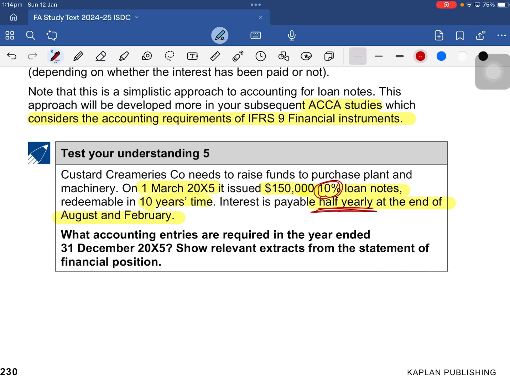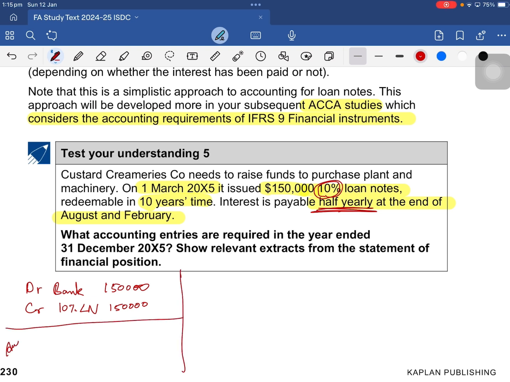record the taking of the loan, right? So the bank debit, non-current liability credit, the name is 10% loan notes. How much is it? 150,000. This much is okay? So this is the thing.